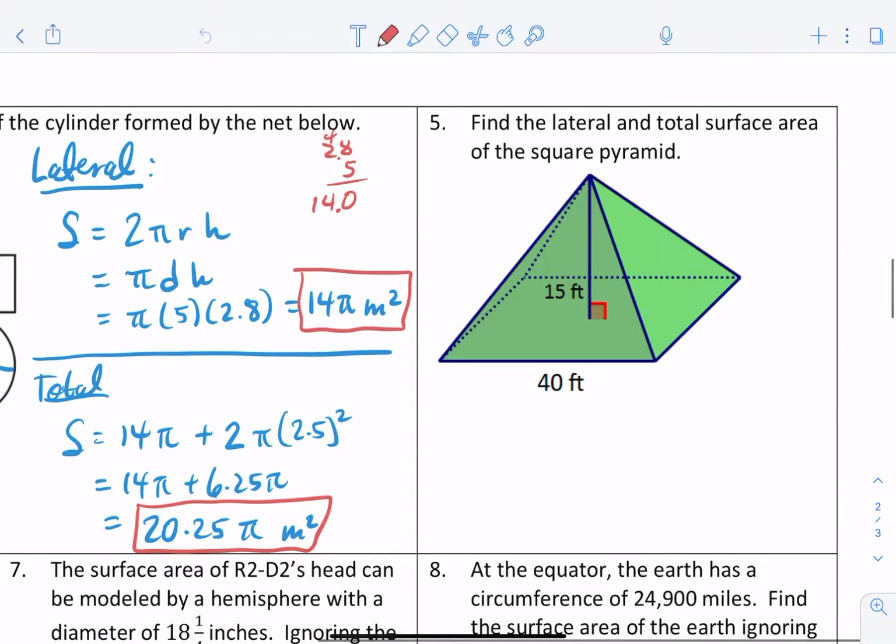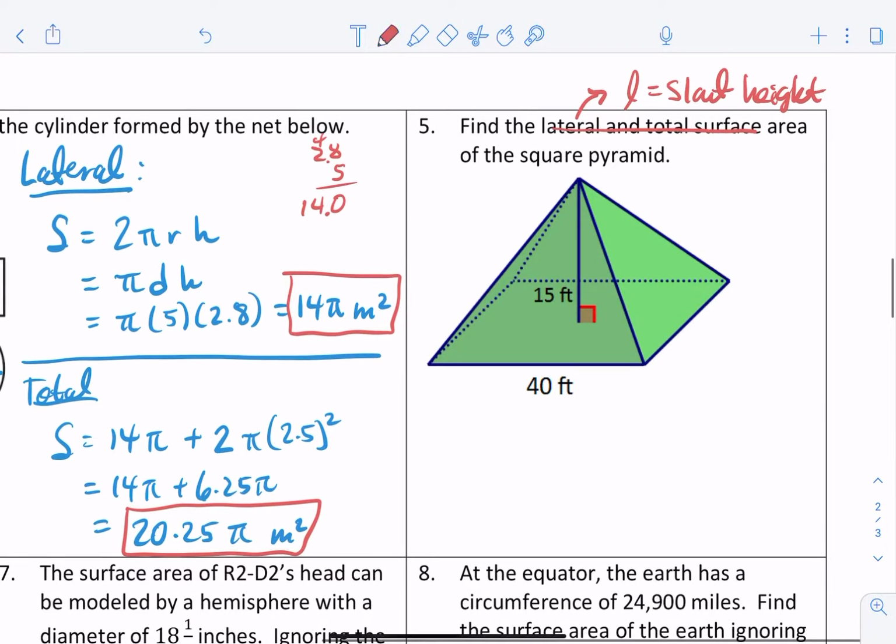On question number 5, find the lateral and total surface area of the square pyramid. Remember that in either case, the lateral and total surface area needs a slant height, right? It all depends upon L, the slant height. Am I given the slant height? What is this 15? That 15 is the height of the whole entire pyramid. We want the slant height, which is right out here.